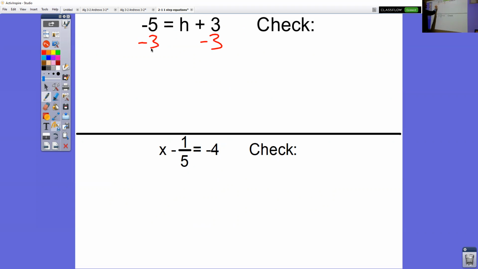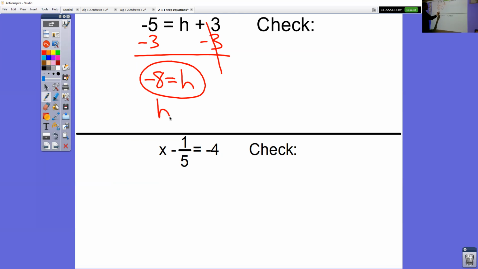So we're going to do minus 3 and minus 3. Those 3's cancel out or zero out. Negative 5 minus 3 is negative 8. So we get h equals negative 8. Negative 8 equals h is the same exact thing. If we switched around the equal sign to the other side, we would have got h equals negative 8. These two answers are the same exact thing.